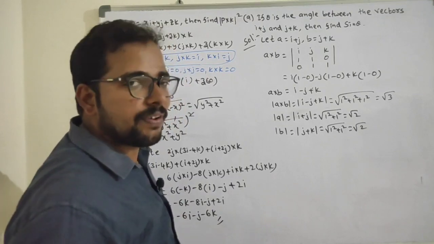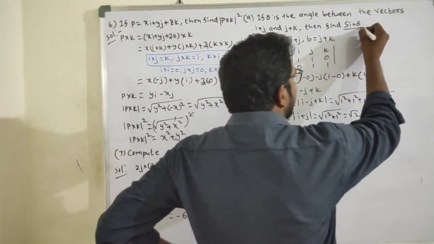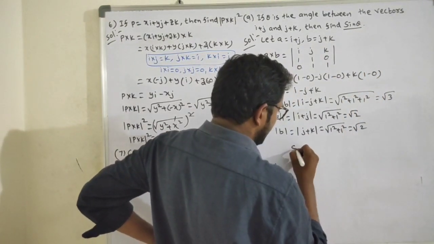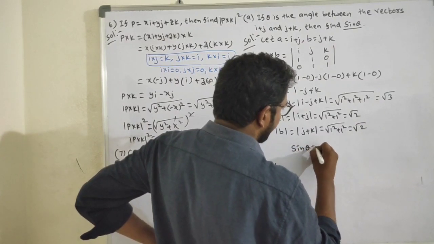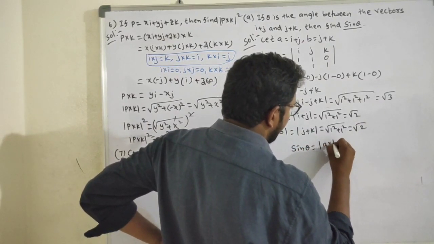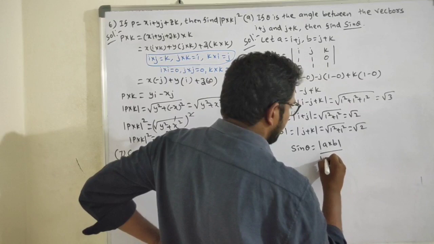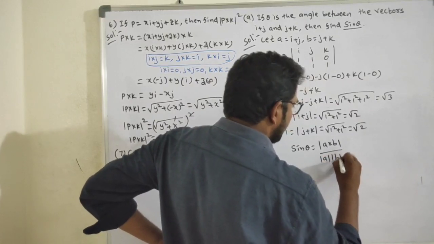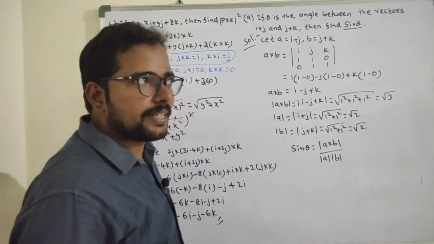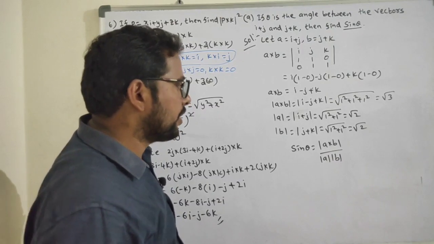So what is the sin theta formula? We have to find sin theta. What is the angle between two vectors formula? Sin theta is equal to modulus A cross B by mod A mod B.